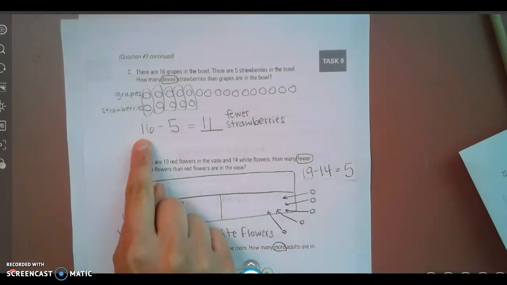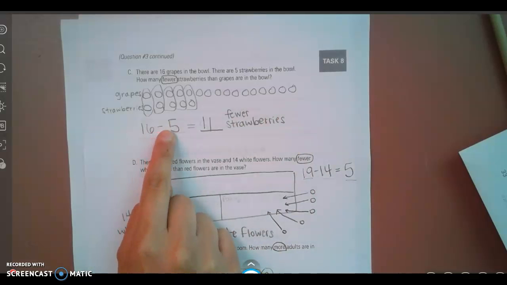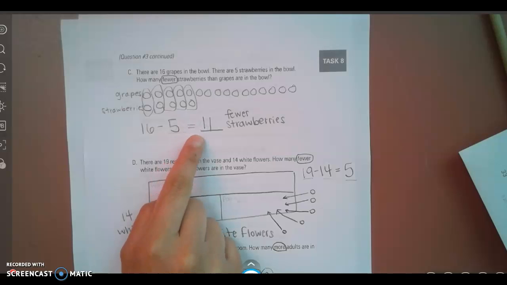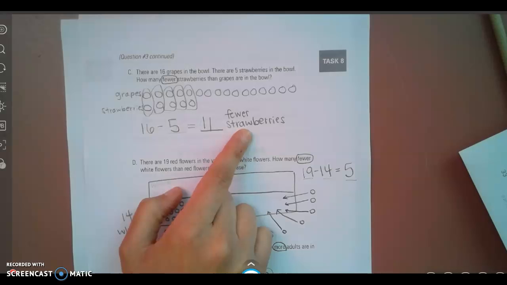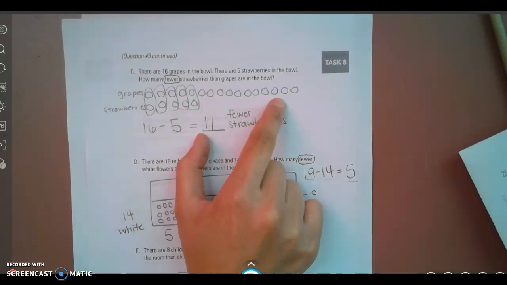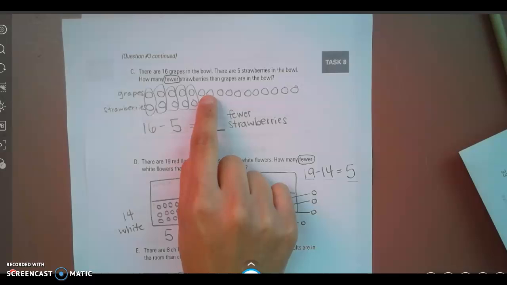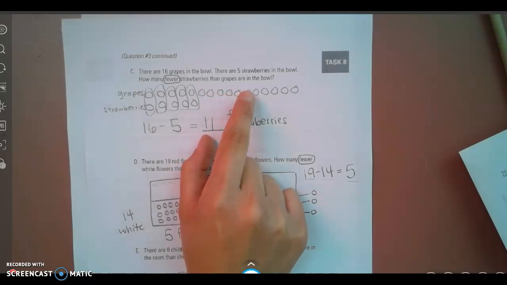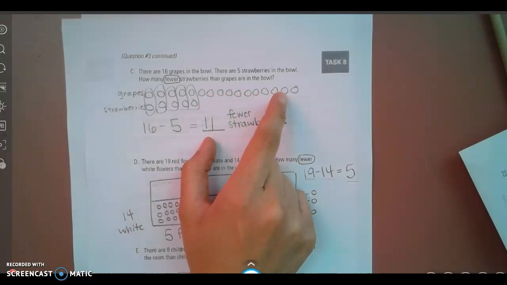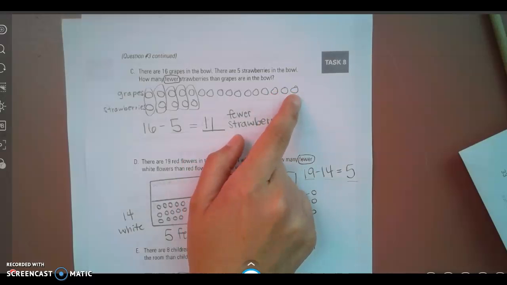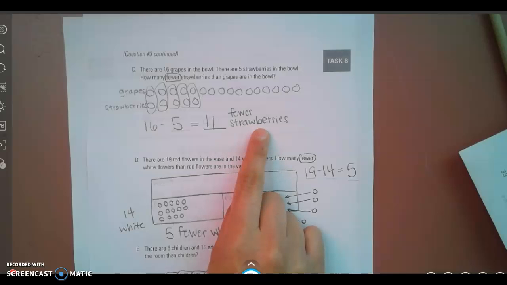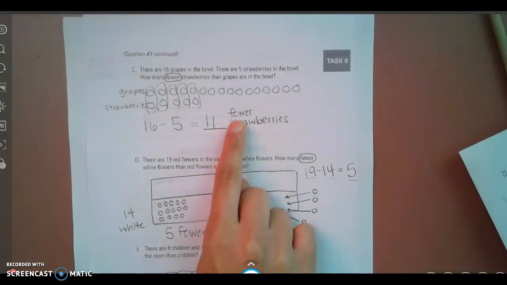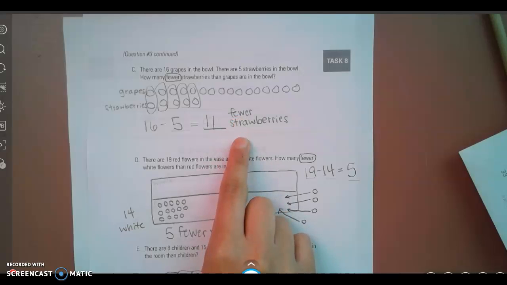So here's my equation on this one. I did 16 grapes minus 5 strawberries, and that equaled 11 fewer strawberries. And I also just counted on here to get that number 11. So I said 1, 2, 3, 4, 5, 6, 7, 8, 9, 10, 11. So I wrote 11 fewer strawberries, noticing that I'm labeling my answer so that we know there were 11 fewer strawberries, because that is what the question was asking us to find.